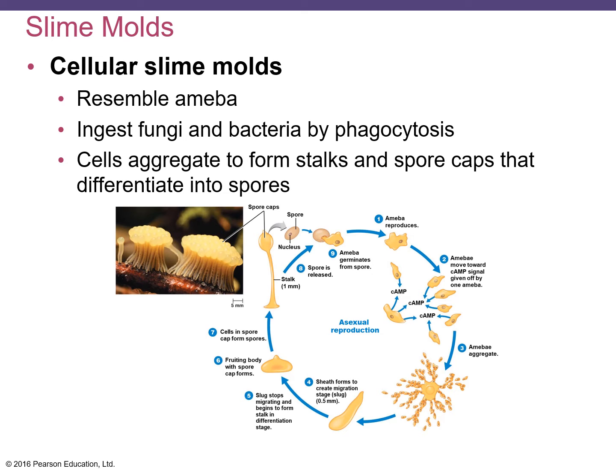Slime molds are closely related to amoeba and are placed in the phylum Amoebozoa. There are two taxa of slime molds, cellular and plasmodial. The cellular slime molds are typical eukaryotic cells that resemble amoeba.